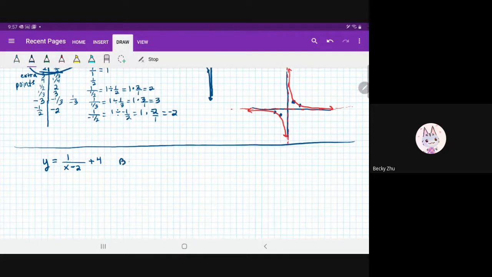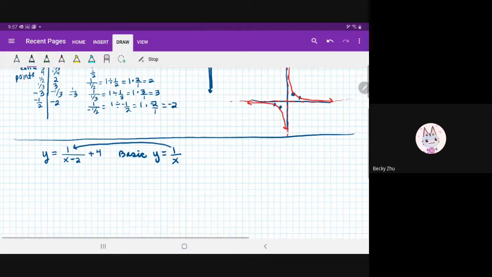So our basic graph is y equals 1 over x. And we're going to actually use the 1 that's in the numerator of our basic graph. So if that said 3 over x minus 2, we're going to put a 3 on the top, over the x. So we'll see how that works.